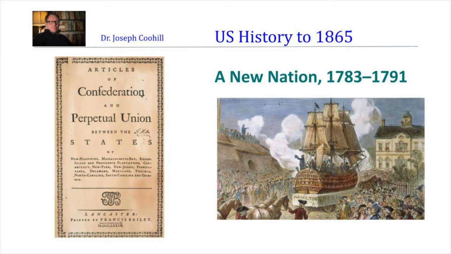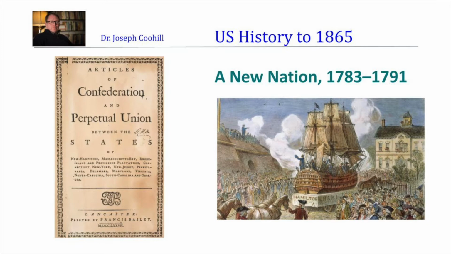This week's lecture is about the new nation, 1783 to 1791. Of course, we're dealing with the questions of what happens after the revolution, how the country is created, how the country is created politically. And I've put two images here, which I think are important to help us understand this period.